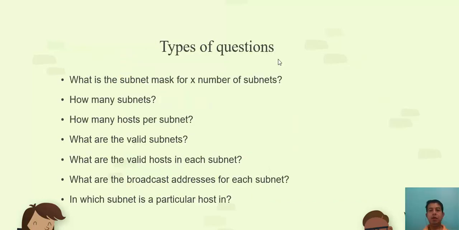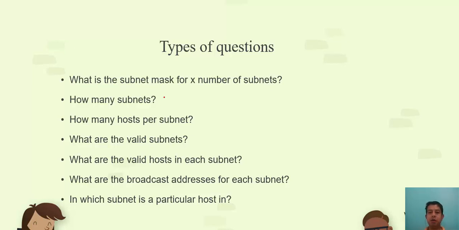Now let us see different types of questions that you should be able to handle in relation to subnetting. Now if you have understood the process which we have discussed, you should be able to answer all of these questions. These are simply a shoot off of the actual process. So if you have understood the process, and I hope that you have understood it, you should be able to answer all these different type of queries. This first query: what is the subnet mask for X number of subnets? So that should be easy for you.